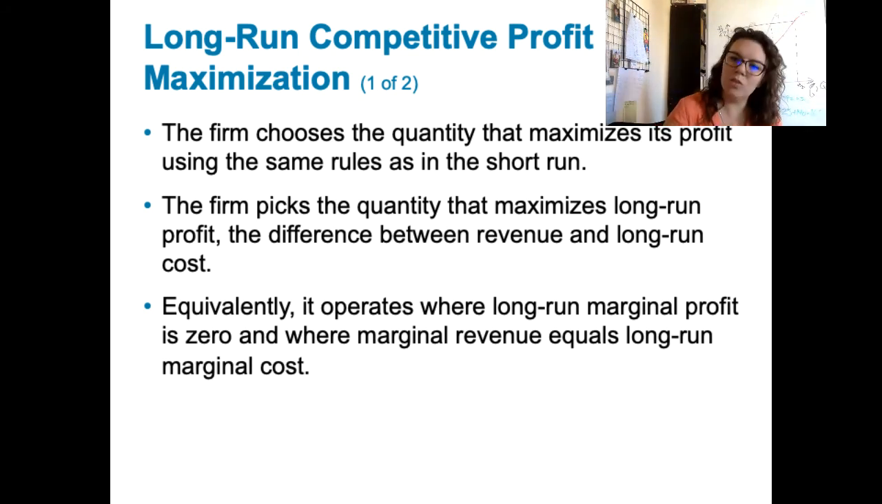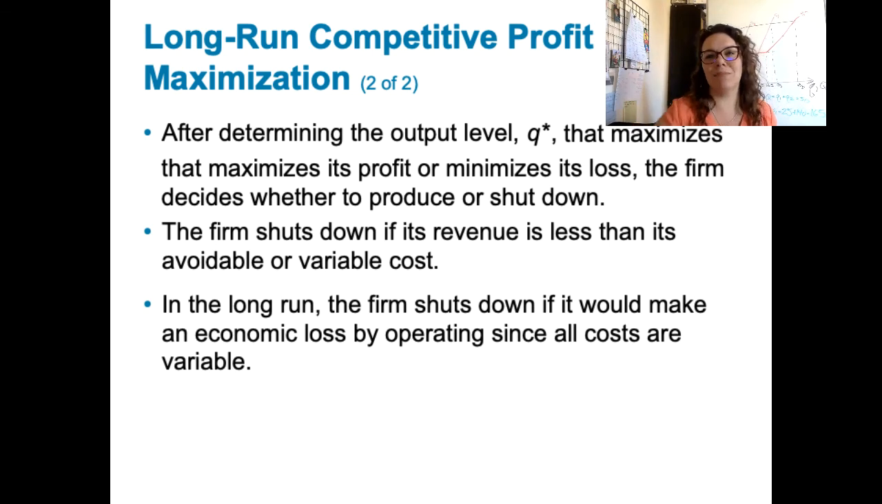Firms are going to choose the plant size that maximizes long-run profits. So after determining their optimal output level, it's going to maximize profit or minimize losses, and then decide whether to shut down or to produce. If the firm shuts down, it's going to be because its revenue is less than its avoidable or variable costs. In the long run, the firm is going to shut down if it would make an economic loss by operating, because all costs are variable. So there's no longer any sunk cost to consider.